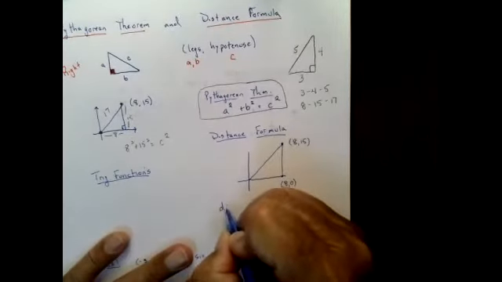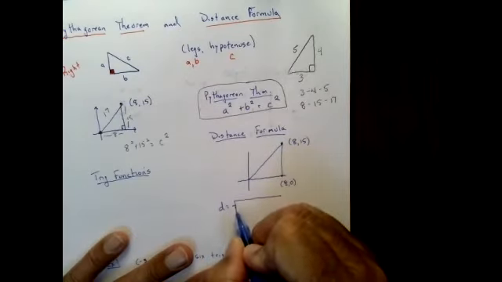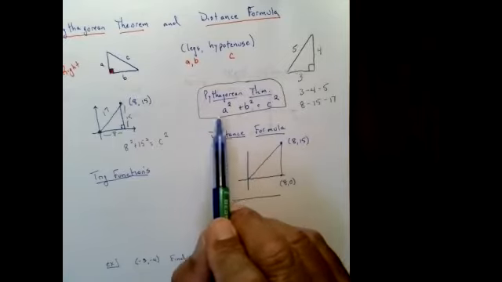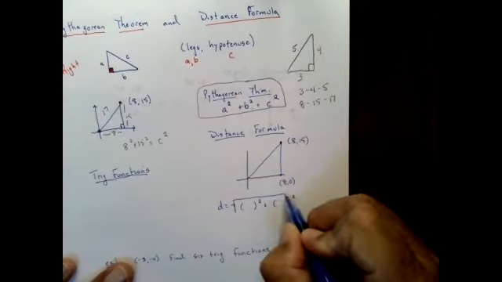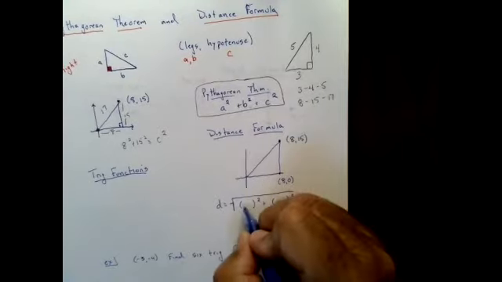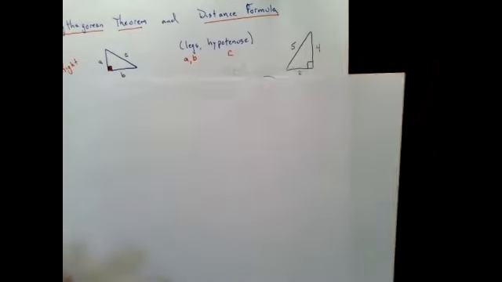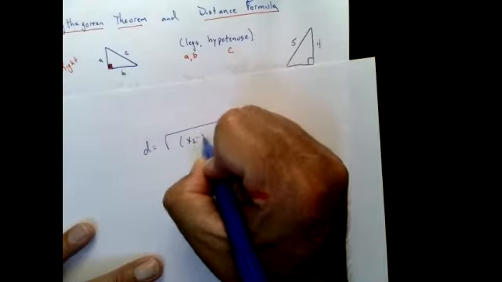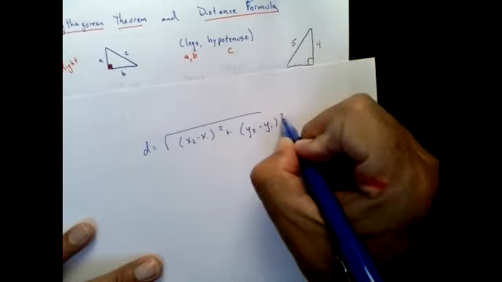Well, the distance formula is going to be, instead of c squared, d equals the square root. All I did was take the square and bring it over there. Now it's something squared, my A, and something squared, my B. How did I find this length? 8 minus 0. And that's where that x2 minus x1 comes from. Distance equals the square root of x2 minus x1 squared plus y2 minus y1 squared.